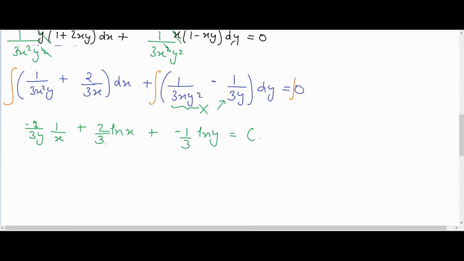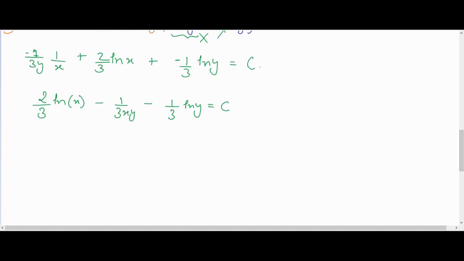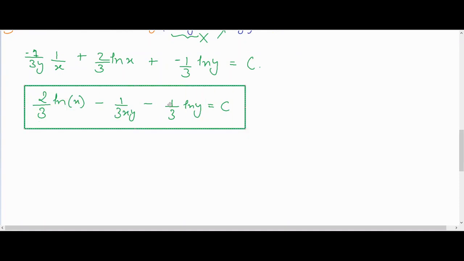Let's just clean it up a little bit. We can write this as 2 by 3 ln of x minus 1 by 3, sorry, actually this should also be minus here, minus 1 by 3 ln of y is equal to c, right. So this is the final solution of our differential equation. This is the final solution.